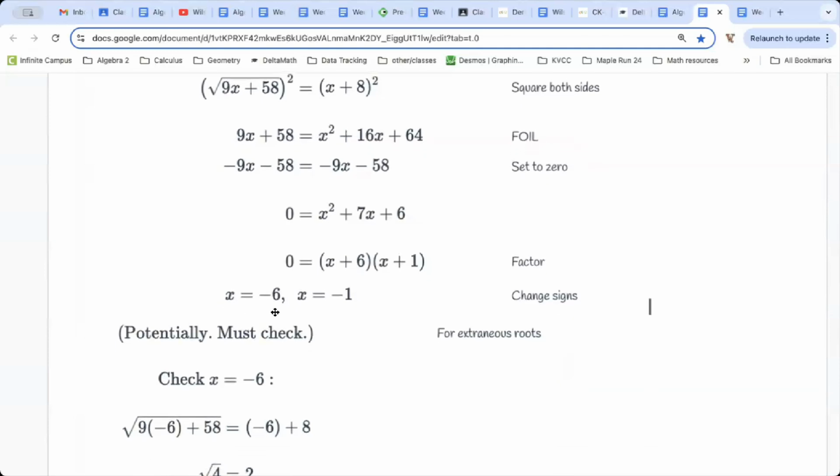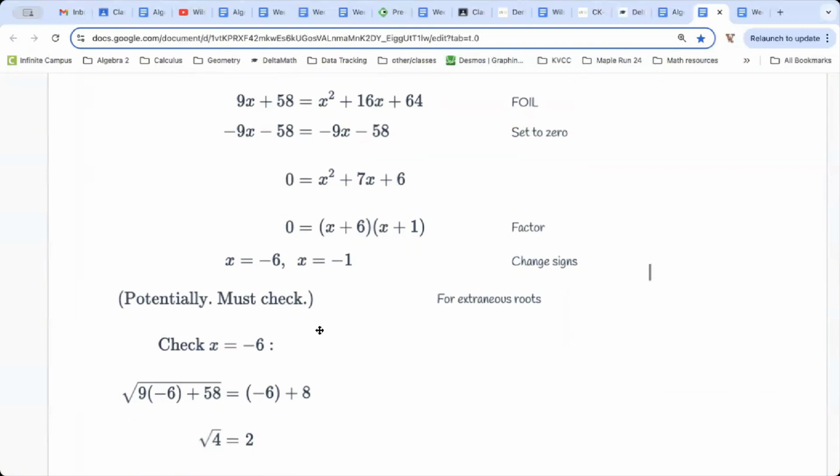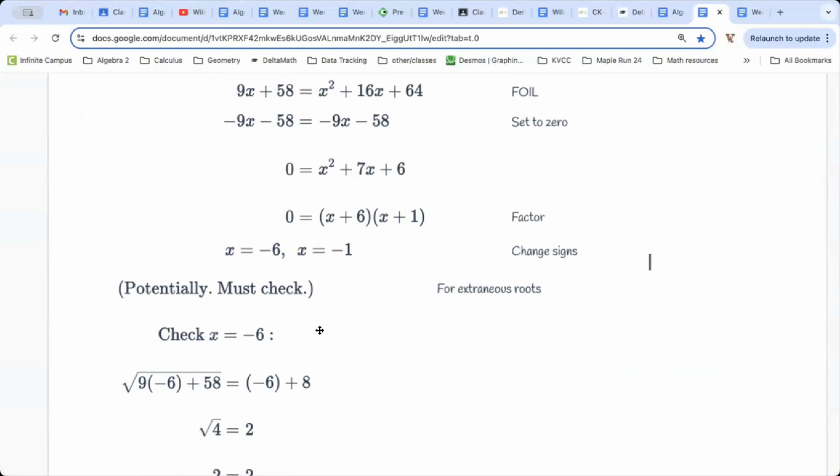Before you put that into your program, online app, you need to check whether they are indeed right solutions or not. If this one doesn't work out, you only put one answer there. If both don't work out, you have to put in no solution, okay? So you need to check those. The word we use for that is extraneous roots. That means those roots that will not work out. We'll check for extraneous roots.